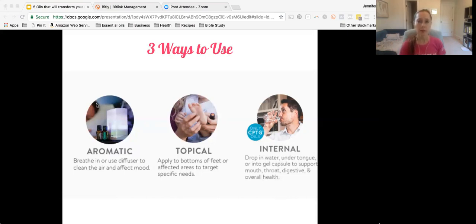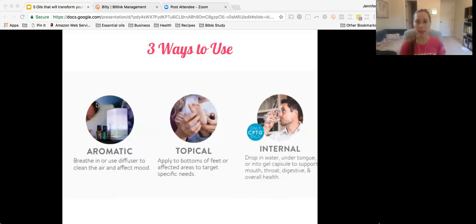So you get a lot of benefit from just getting that aromatic use of the oils to really support and balance mood, reduce stress. You can use them for cheering yourself up or calming yourself down or feeling more grounded or energizing yourself, or at night to promote restful sleep.